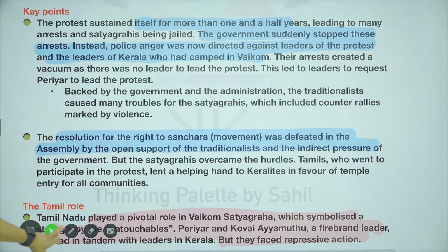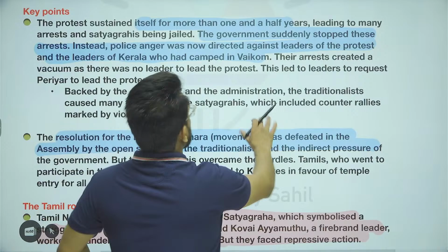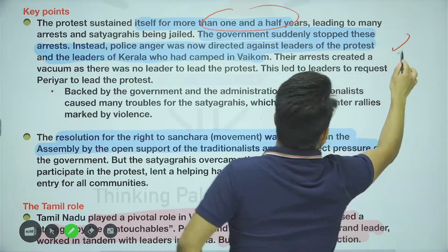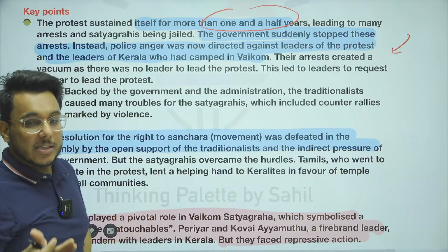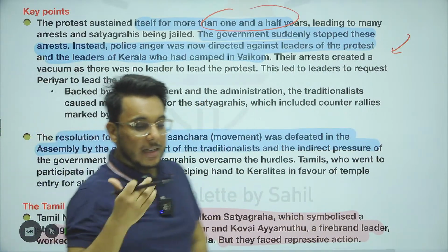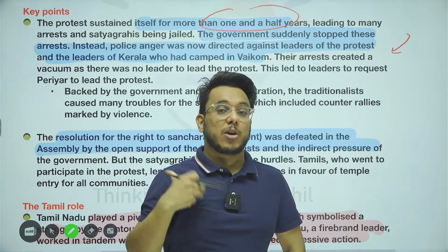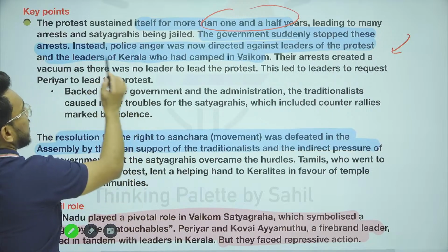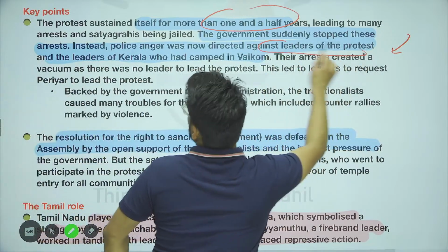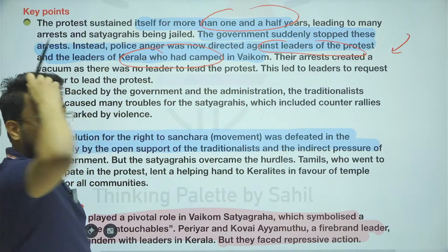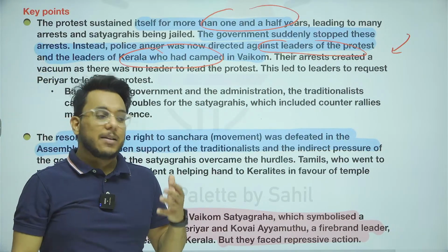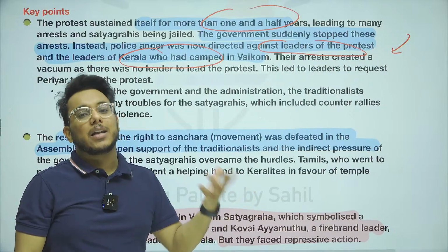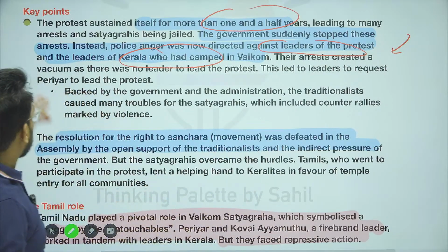Now, the Vaikom Satyagraha movement sustained for more than 1.5 years. Okay, what did the government do? First of all, it was arresting the people who were participating in it. But the government found that it was not a very effective strategy. It was not giving a lot of results. So what did the government do? The government started to arrest the leaders of this particular movement. Why? Because if leaders are arrested, there will be no one to lead and guide the people, and as the movement becomes leaderless, automatically it will fizzle. So this is something that happened.